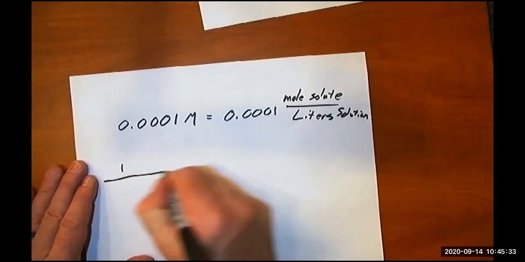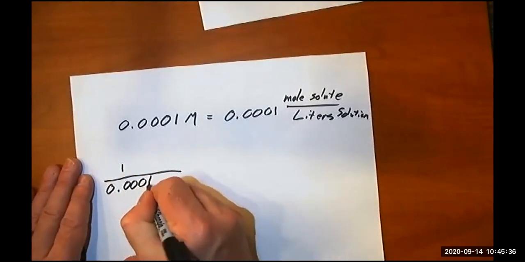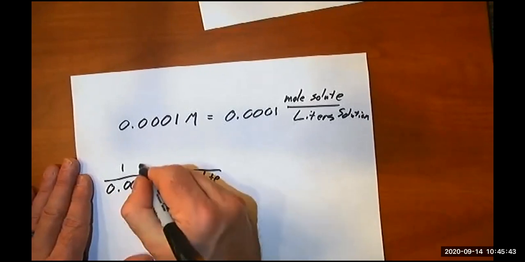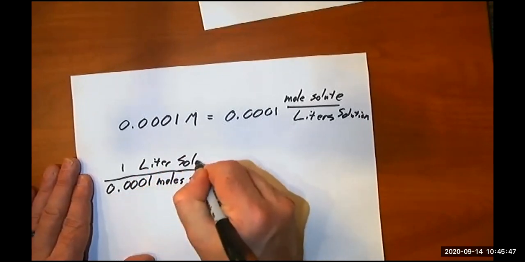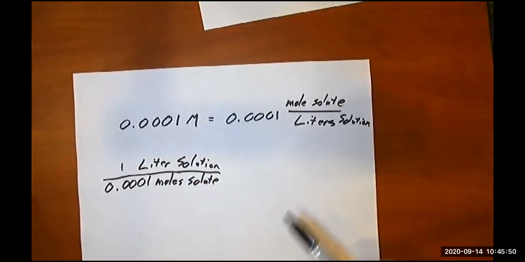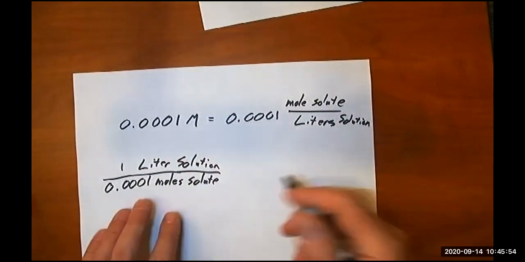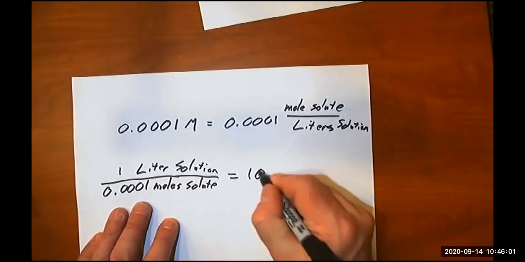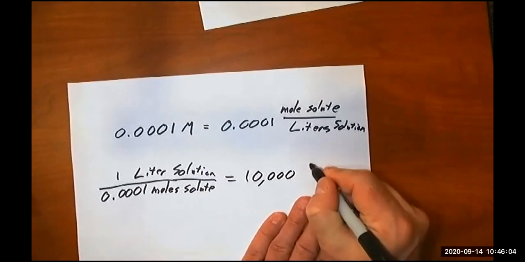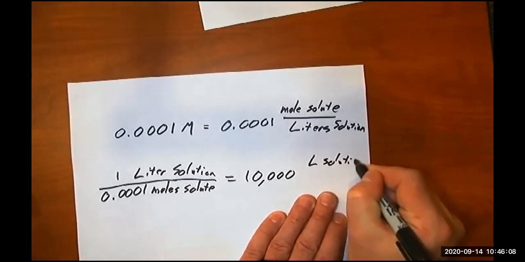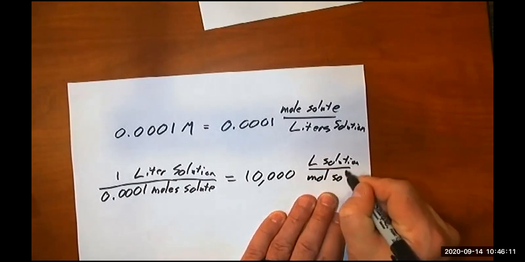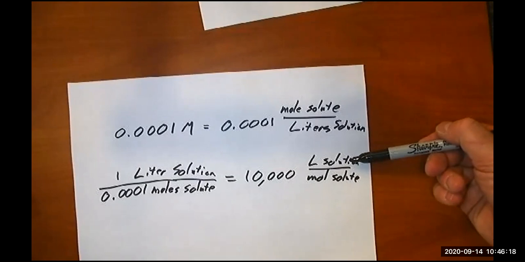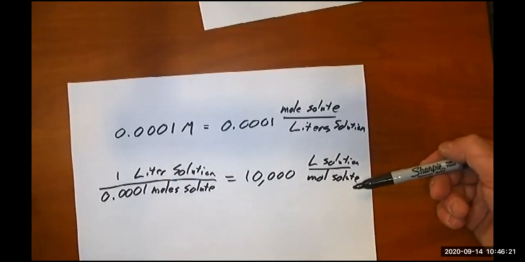So 1 over 0.0001 moles of solute per liter of solution. Okay? So that tells us, if we do this, we get 10 to the 4th, or 10,000 liters solution per mole of solute. So think about those units for a minute. That tells you the volume of the solution that is necessary to have a mole of the solute.